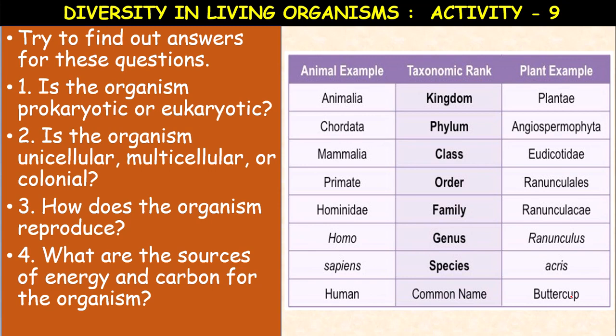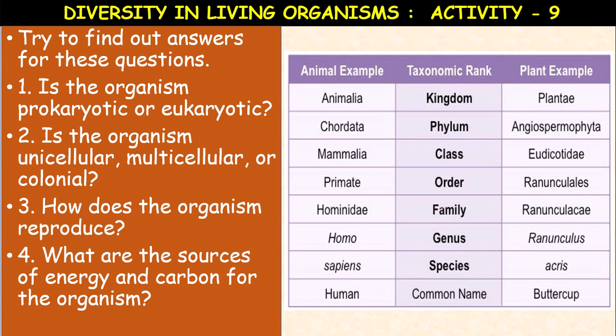Like that you can consider any organism and classify it based on the characteristic features, and you can write the taxonomic classification also. This is a hierarchical classification, a systematic arrangement. The species occupies the bottom place. Species, genus, family, order, class, phylum, kingdom. This is the order of arrangement.